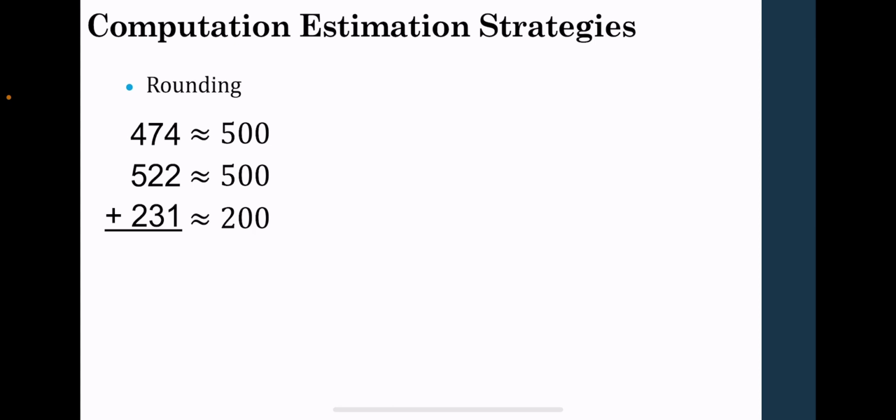Then I'm going to take my rounded values and add those up. So 500 plus 500 is 1,000 plus 200 is 1,200.